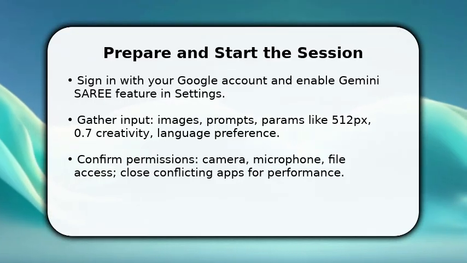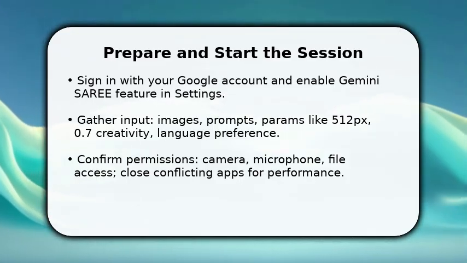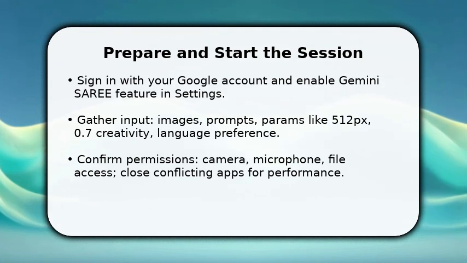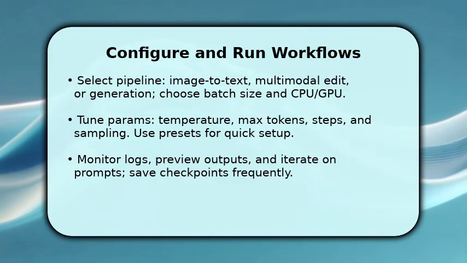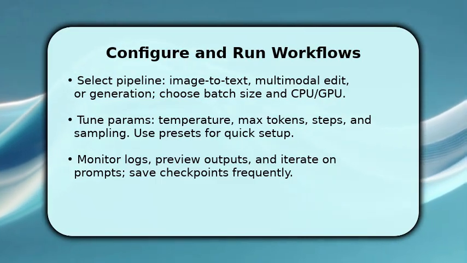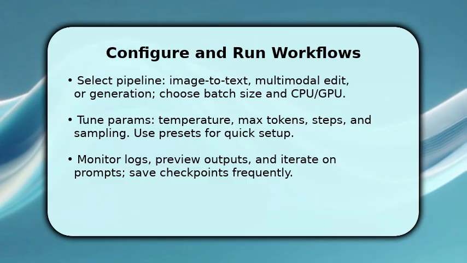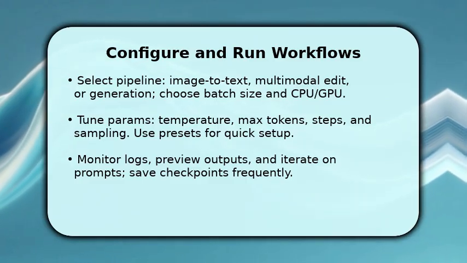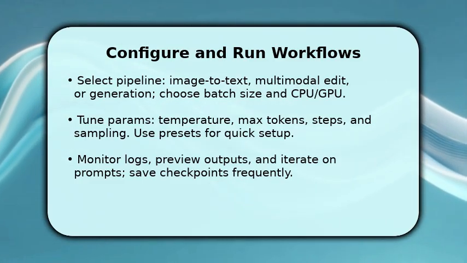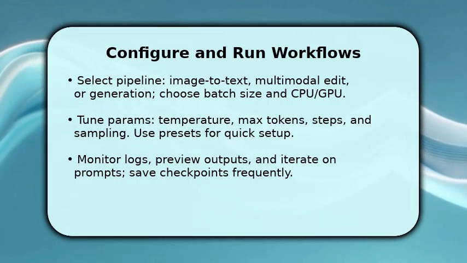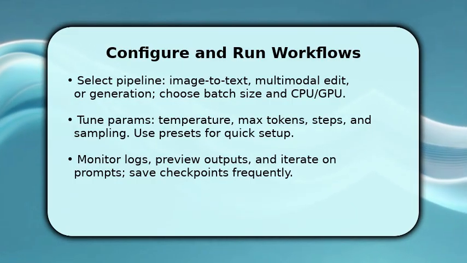Once those are in place, open the Saree workspace and create a new project so you can start running the first inference. Now you configure the workflow. Pick image to text, multimodal edit, or full generation and set batch size and compute target, CPU or GPU. Adjust parameters like temperature, max tokens, sampling steps, and any diffusion or alignment settings. These affect creativity and fidelity.